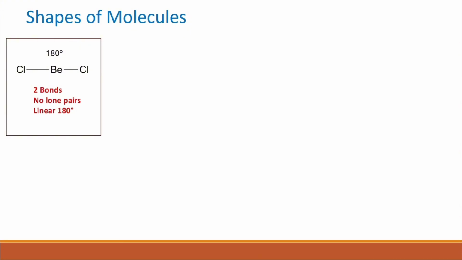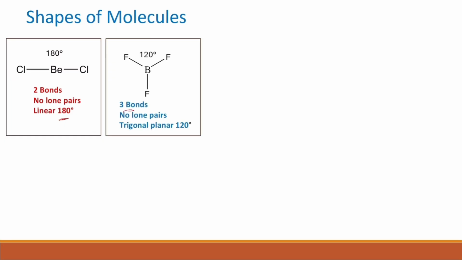Because you're going to identify them based on the information they give you, you're going to calculate the number of bonded pairs and the number of lone pairs, and then say what the shape is and what the bond angle is. So if you have two bonds with no lone pair of electrons, the shape is going to be linear and the angle is 180.